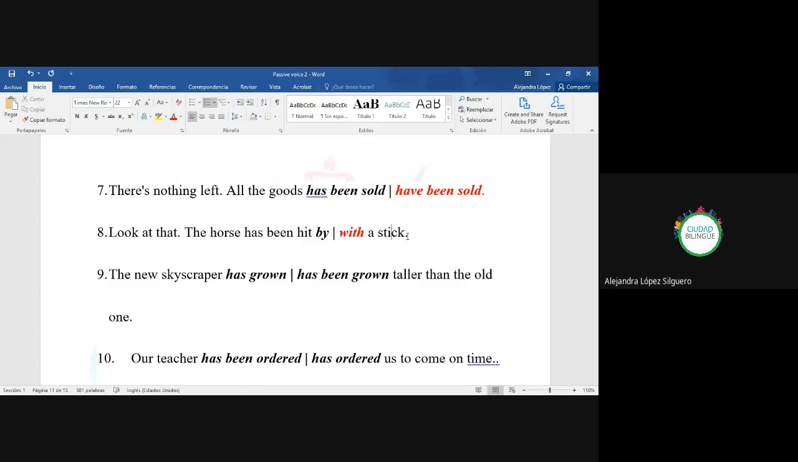So, with. Number 9. The new skyscraper has grown or has been grown taller than the old one. Okay, has been grown. Yeah. Okay, let me check on that. The new skyscraper has grown actually. Has grown. This one is active. ¿Sí? El rascacielos ha crecido más alto que el antiguo. Has grown. Acá no tenemos una oración en voz pasiva. Right? So it has grown.